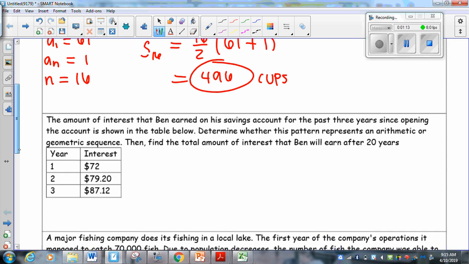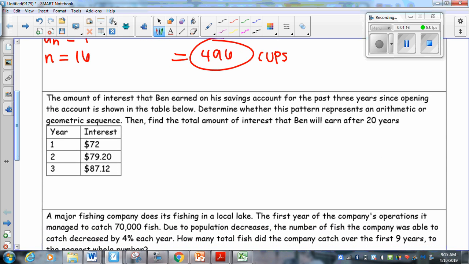All right. Now the amount of interest Ben earned in a savings account for the past 3 years since opening the account is shown in the table. Determine whether the pattern represents arithmetic or geometric, then find the total amount of interest. So when we look at this, we are given our A1. We know that A1 is 72. Now, we need to figure out if we have a common difference or a common ratio. So we want to see if we are either adding the same thing or multiplying.